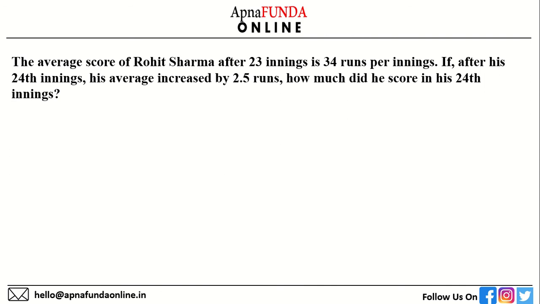What is given is his average score after 23rd innings is 34 runs per innings. If after his 24th innings his average increased by 2.5 runs, so 34 plus 2.5, his average after 24th innings is 36.5. So how much did he score in his 24th innings? We need to find how much he scored in his 24th innings.